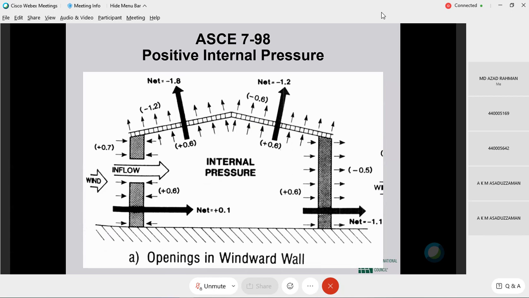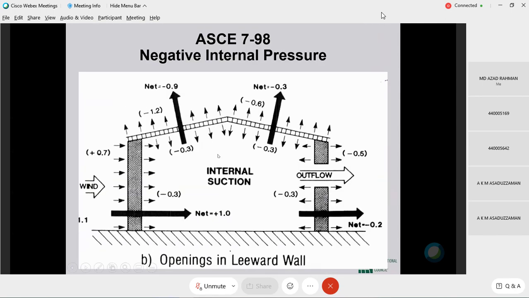So I have two pictures that are very descriptive. Here we have internal positive pressure. So for this windward roof, external pressure is negative 1.2, it's a suction. The internal pressure is positive 0.6. So the net suction is the external pressure of negative 1.2 minus the internal pressure of positive 0.6, which is negative 1.8.